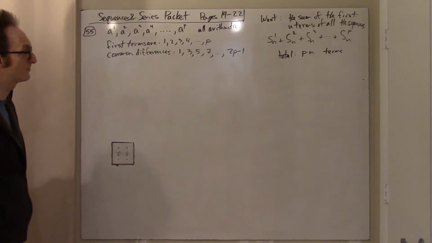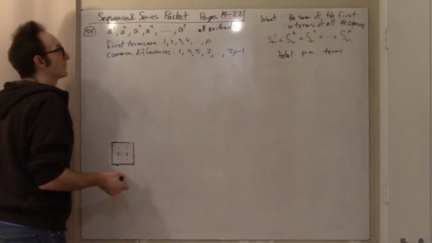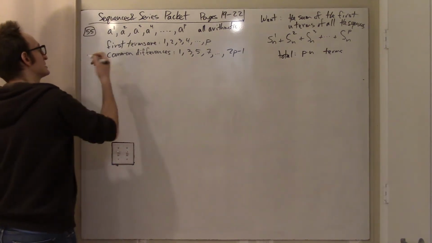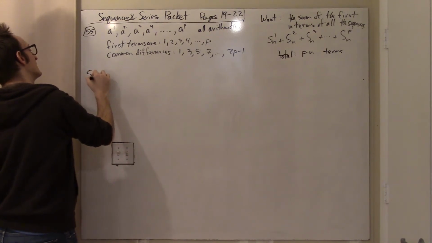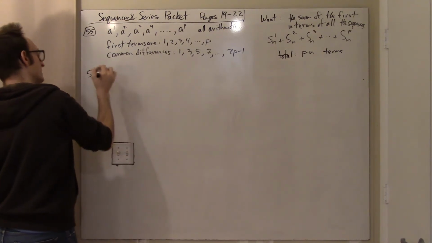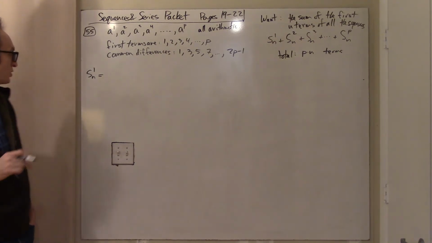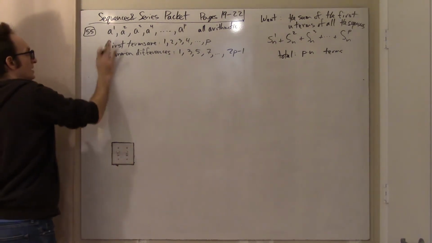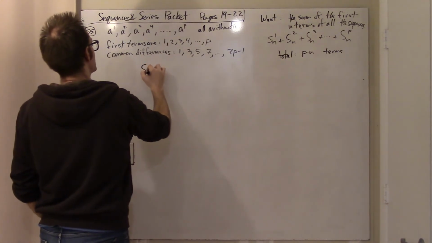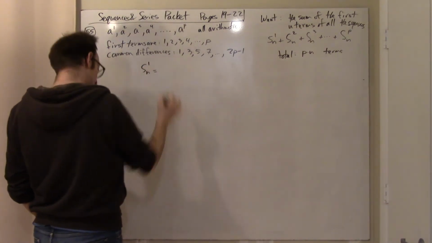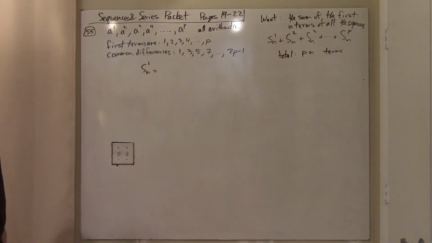Let's make a picture of the first sequence. What does the first sequence look like? And maybe I'll actually just call it S sub n1. Because what is S sub n1? Is this what I want to do? Yeah, sure. Go over here. S sub n1 is going to be the sum of the first n terms of the first sequence.